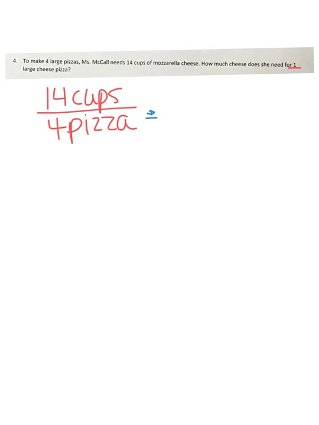And remember, that matches up because we need to find our unit rate, which means our denominator needs to be 1. So for this setup, we need to put our cups of cheese, 14 cups, as the numerator, and 4 pizzas as the denominator. That way, when we divide by our denominator, divided by 4, divided by 4, we get 1 pizza as our denominator. 4 divided by 4. Okay?